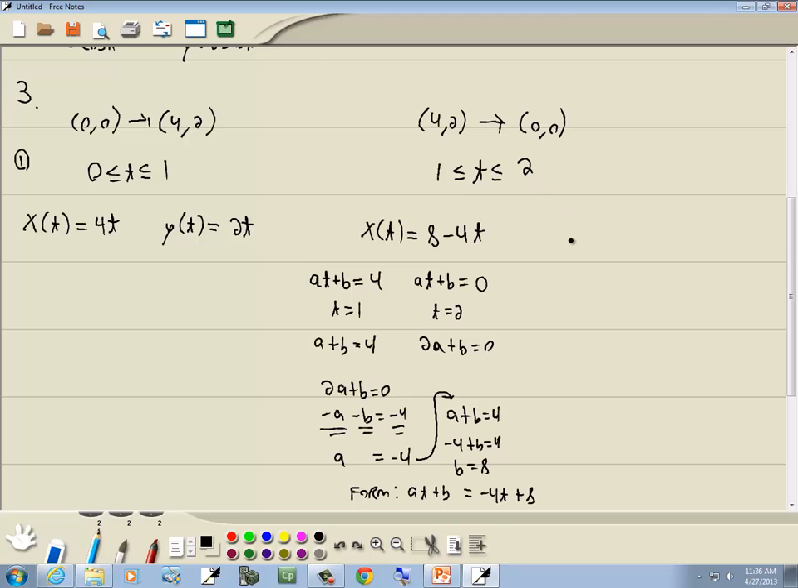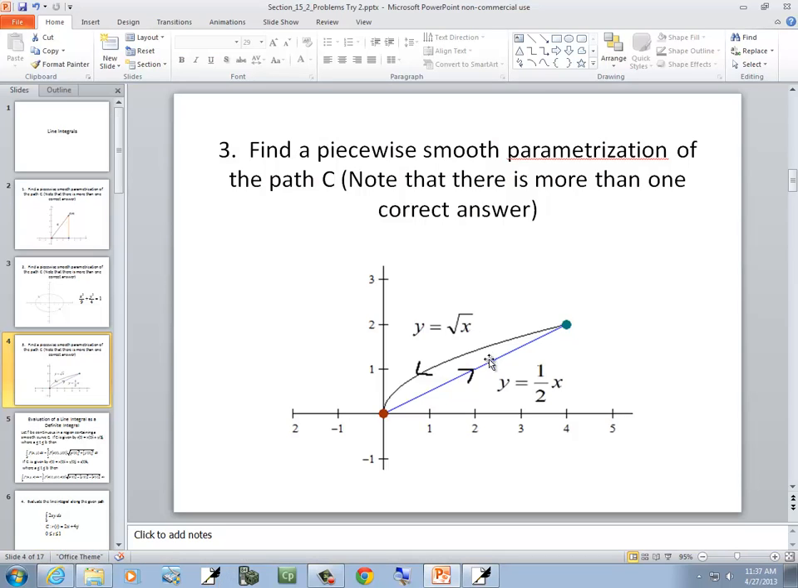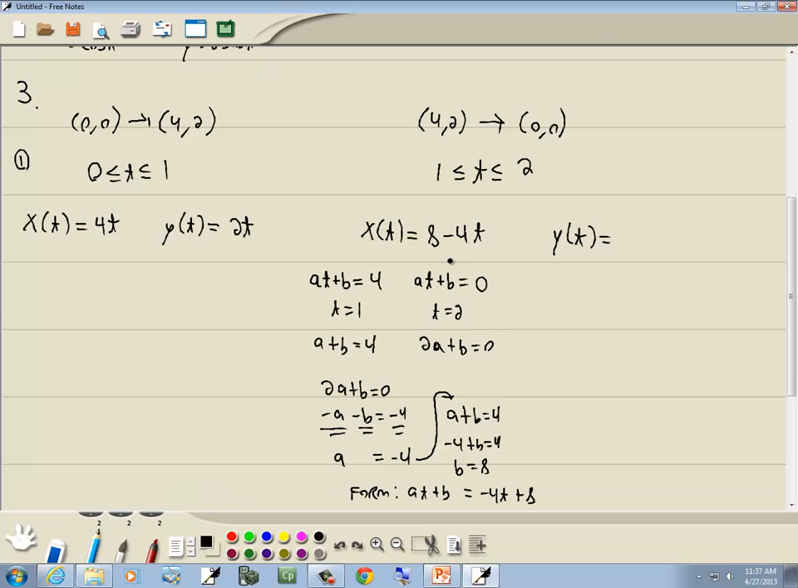Okay. Now, the second one's going to be a lot easier, even though it looks more complex. Our y value is dictated by this right here. y is equal to the square root of x. See how it creates a curve like that? Well, if we have already found x, which we said was equal to this right here, then y is just going to be the square root of x, which is the square root of 8 minus 4t. And this is our second piece.